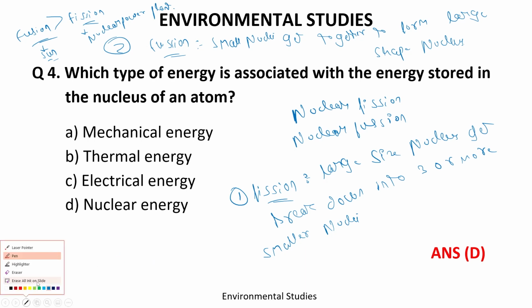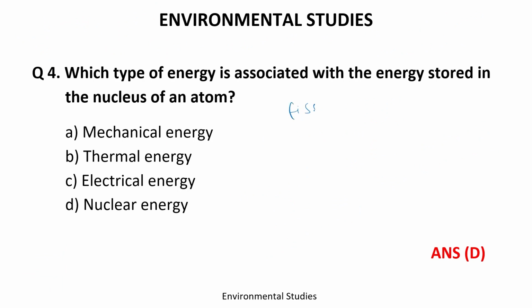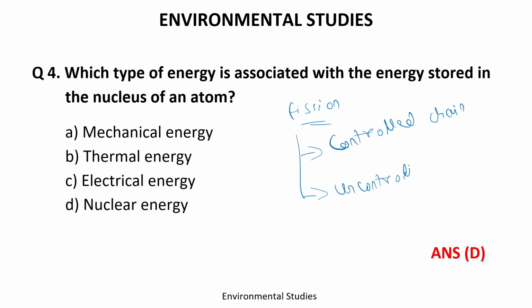Now, if we talk about fission, which happens in the nuclear bomb and the nuclear power plant, it is of two types: controlled chain reaction and uncontrolled chain reaction. In controlled chain reaction, one nucleus is transformed into one, and then transferred into one, then transferred into one. So there is a completely controlled chain reaction.